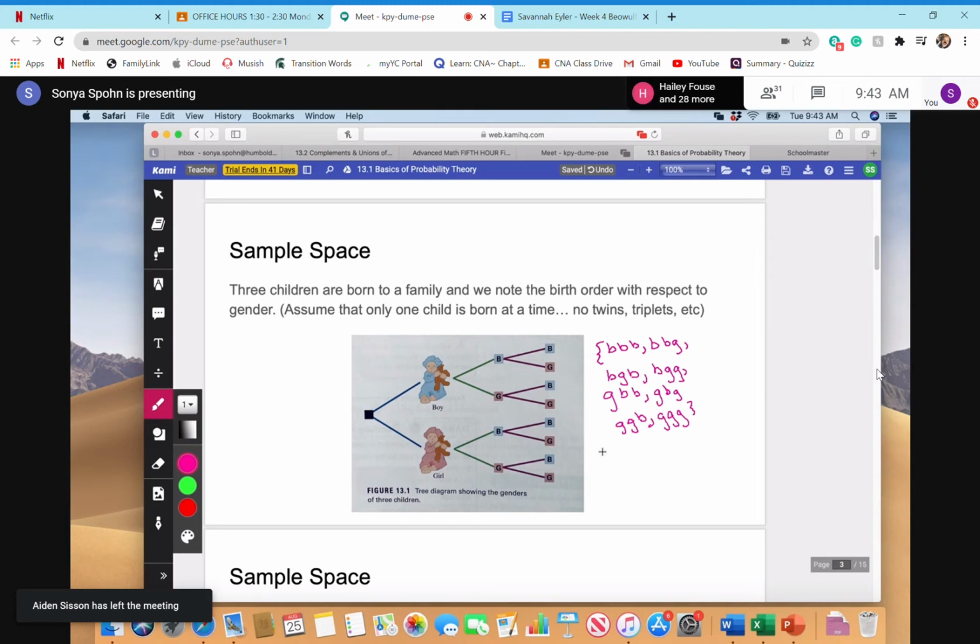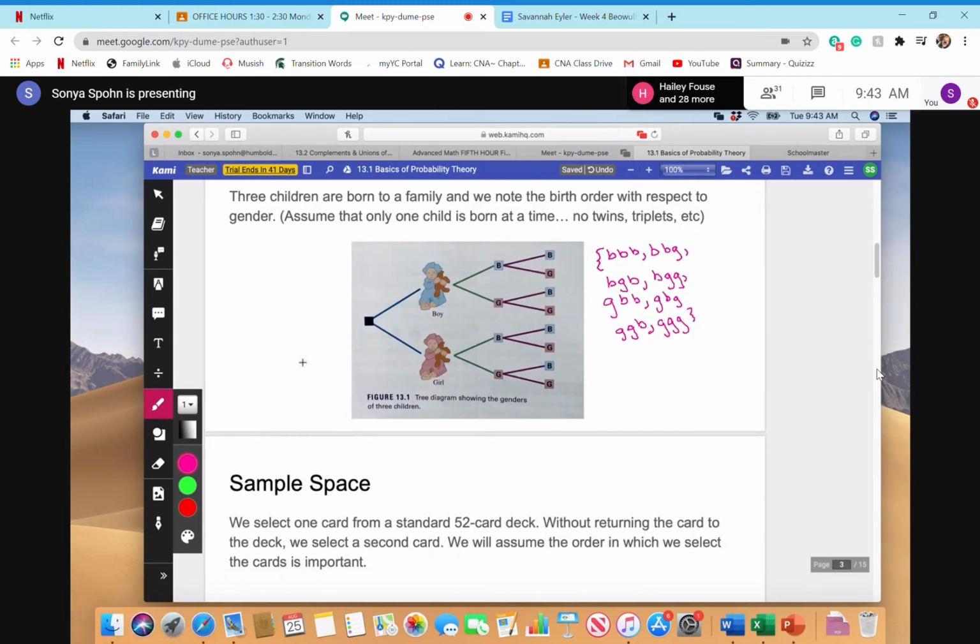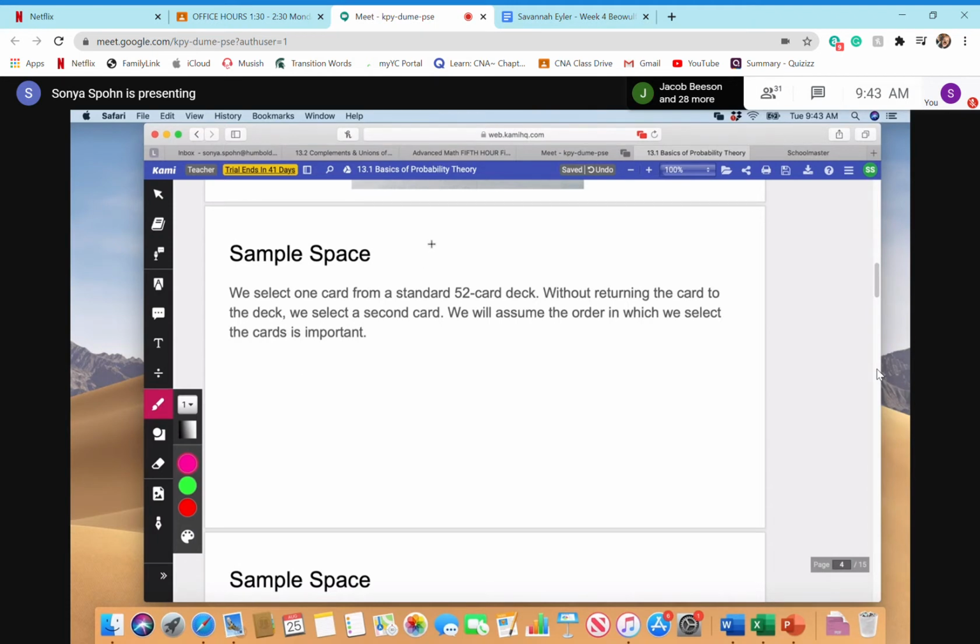Okay, so we kind of did that. We just didn't call it those particular things. And then we have this sample space. It says we select 1 card from a standard 52 card deck. Without returning the card to the deck, we select a second card. We will assume the order in which we select the cards is important.